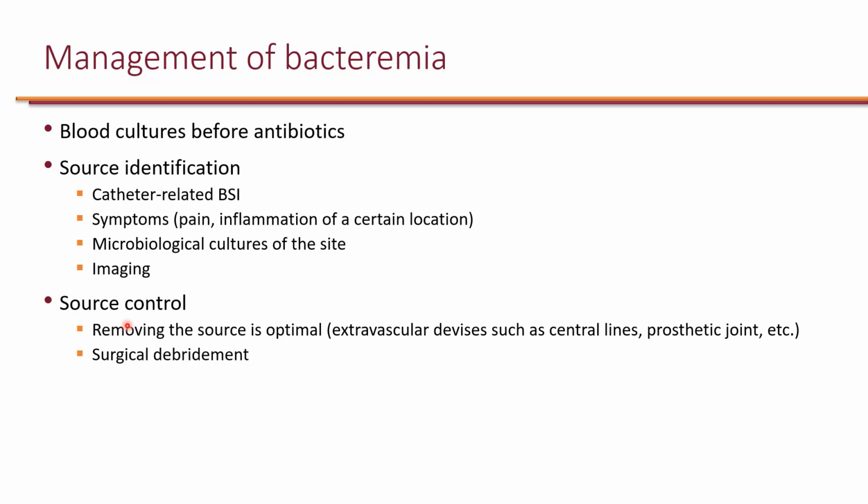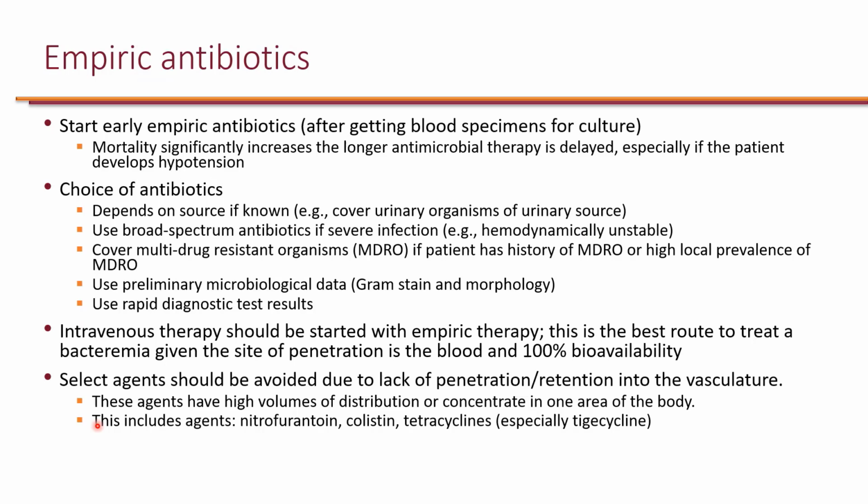As well as imaging. So if no organism is identified in other places, imaging might be able to show where the organism could be originating from. And the reason source identification is important is because source control is crucial. So removing the source is optimal, and sometimes surgical debridement might be needed.